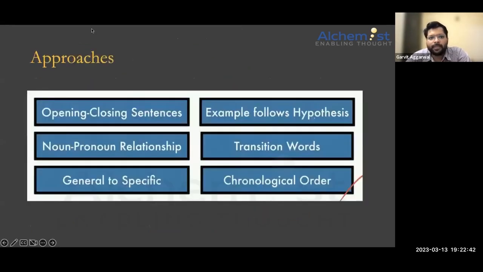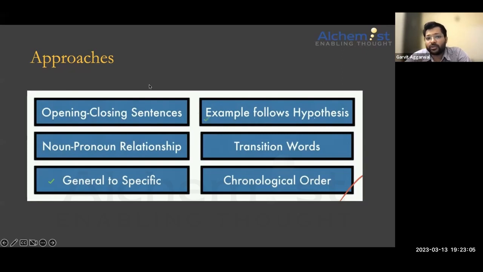For example, general to specific. It is generally noted that any conversation would move on from a general topic and go on till the examples, right? You say in general, Indians are smart, and then you take examples of X, Y, Z, and so on.